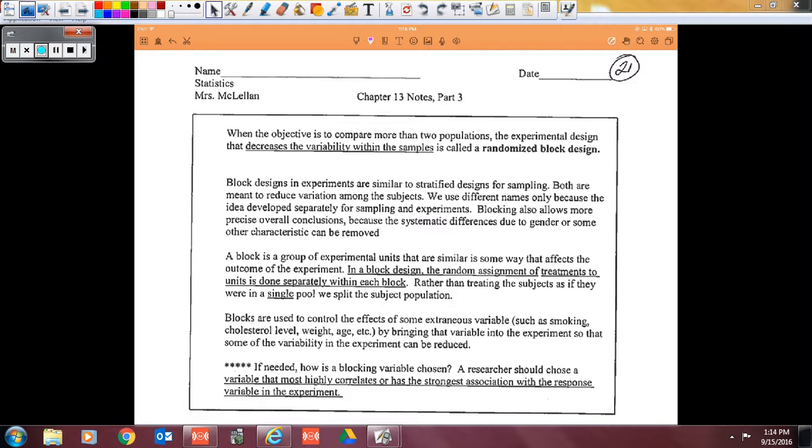So blocking helped us. So here is what we got going on here. When the objective is to compare two or more populations, and you want to decrease the variability within the samples. Okay, that's what we did. So it's nice and compact together, just like it was on our dog lab yesterday. So what we are going to do first is block like items together.